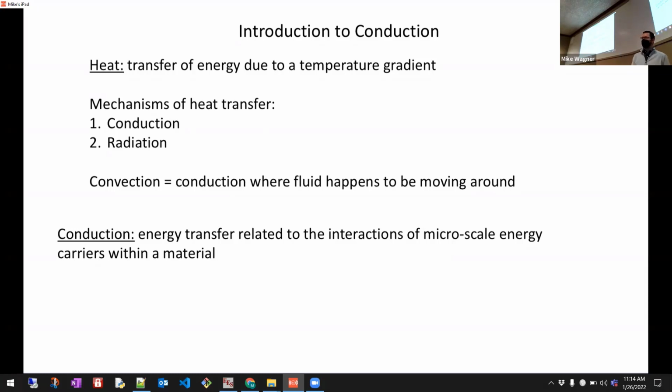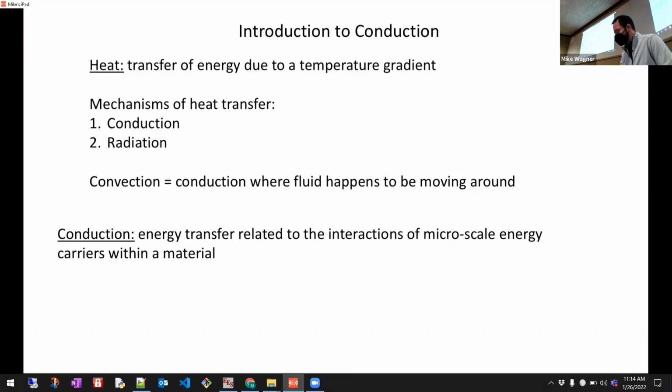Intuitively, I think conduction makes sense when you really think about it. It's easy to picture what conduction is. You have these little molecules and they're vibrating and passing that energy on within a body. Radiation is maybe a little less intuitive, but it's really just the release of photons, or the release of electromagnetic energy that propagates through space and hits something else.